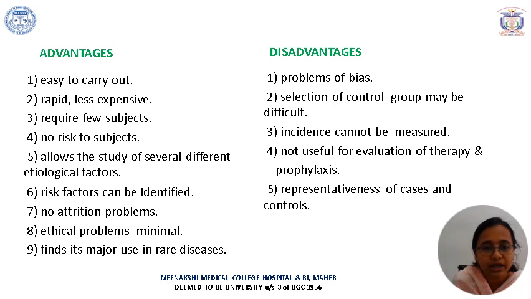Coming to the disadvantages, the problem is bias, that is recall bias, Berksonian, selection and interviewer bias, which we can control by doing the blinding. Next, selection of the control group may be very difficult, because we have to wait a longer period to get a matched control group similar to the cases. And the incidence cannot be measured, because incidence is the number of new cases, and we don't have new cases. We are getting patients who already have the disease.